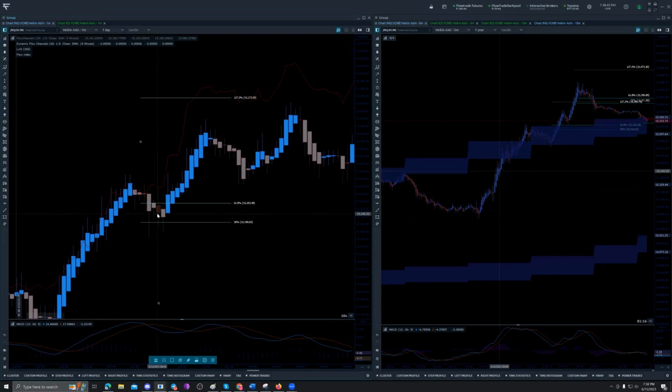So that's important for you guys to remember. So you're not keeping a tight stop loss. I don't place an actual stop loss. Yeah, right. I think I might have told you this before.